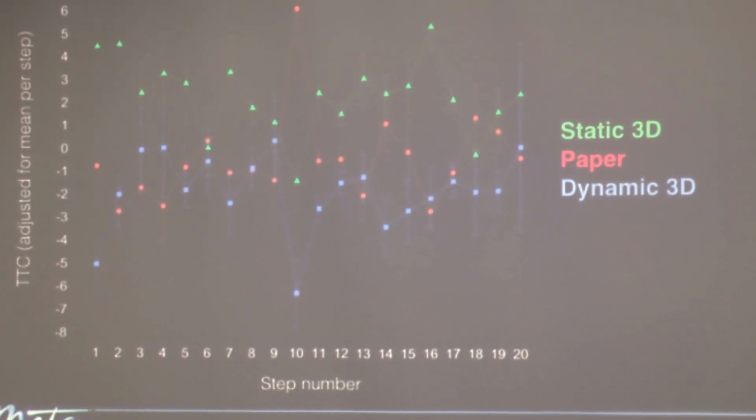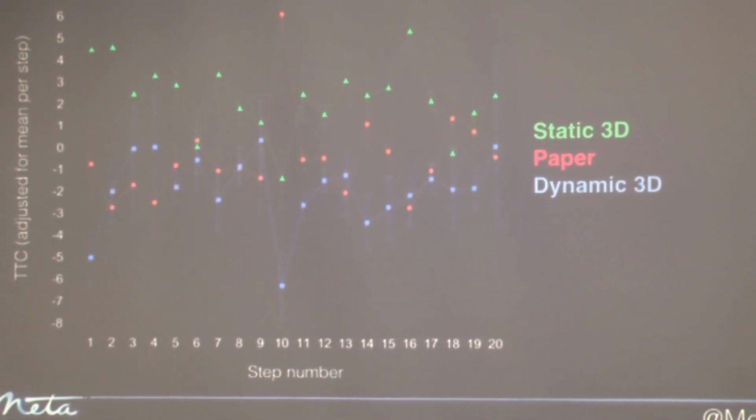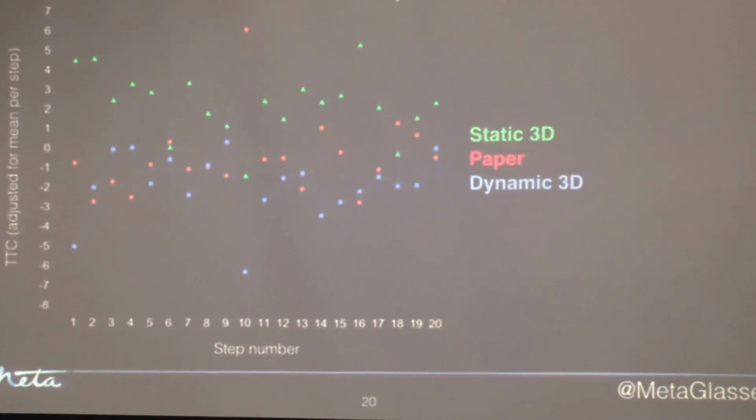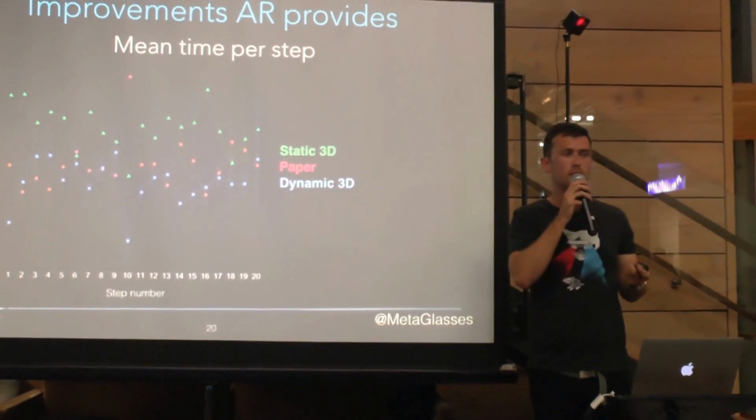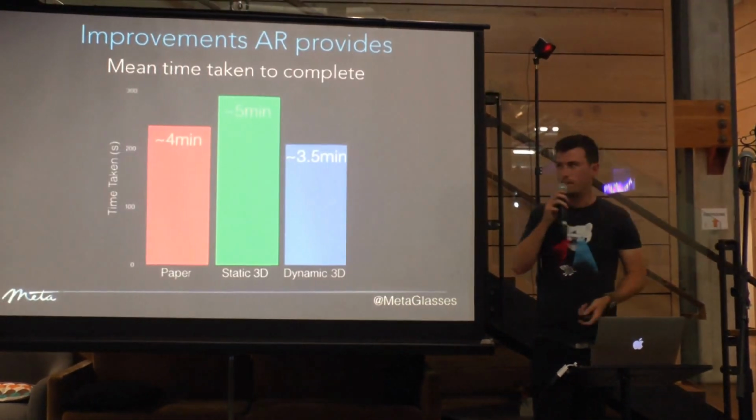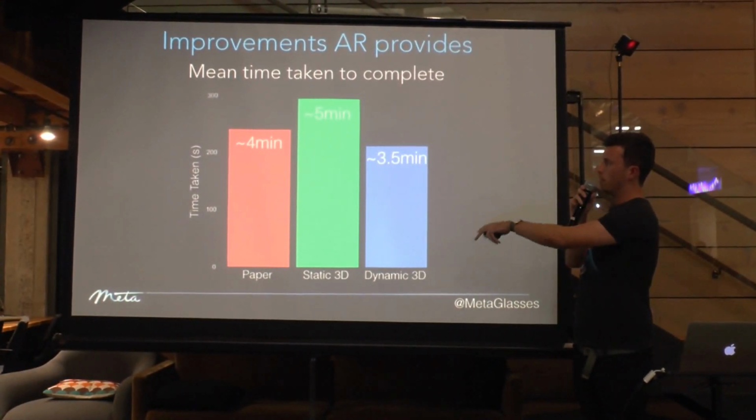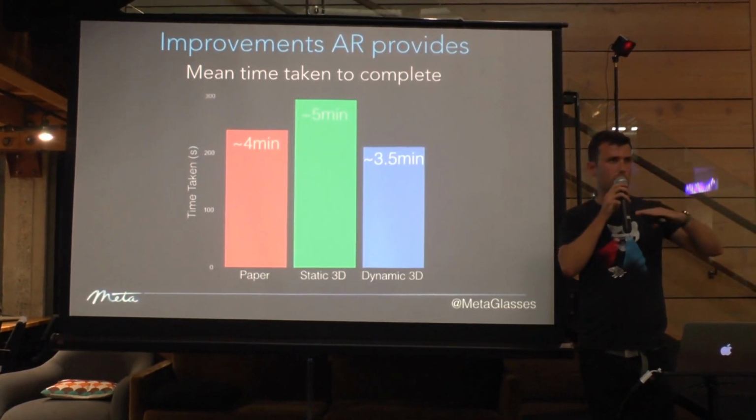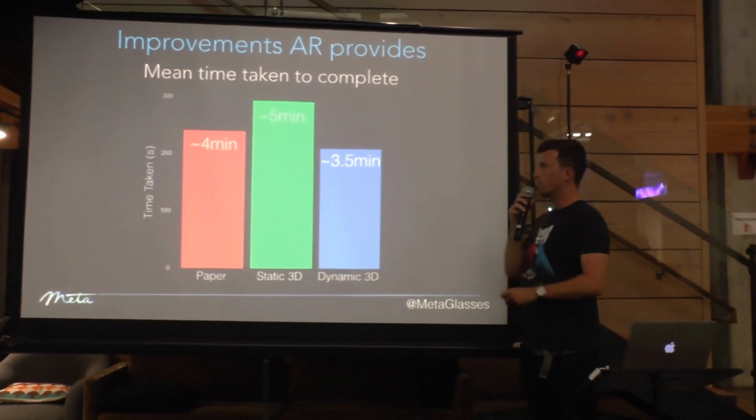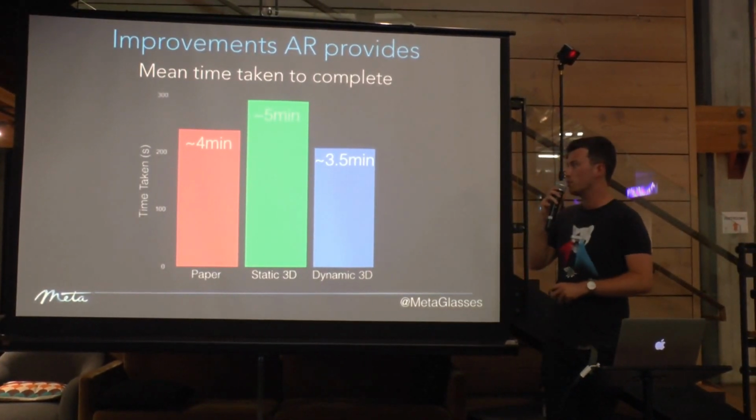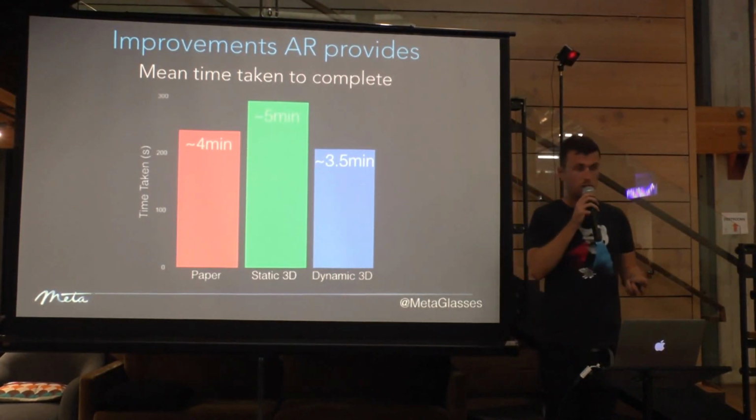here, there are a lot of error bars that you can't really see. Statistically significant: dynamic 3D was faster than paper. What was really interesting to us was that static 3D, by only having a couple of depth cues, was actually slower than the paper. Paper on average took about 4 minutes to build the Lego model, static 3D took right about 5 minutes, and dynamic 3D took 3.5 minutes.